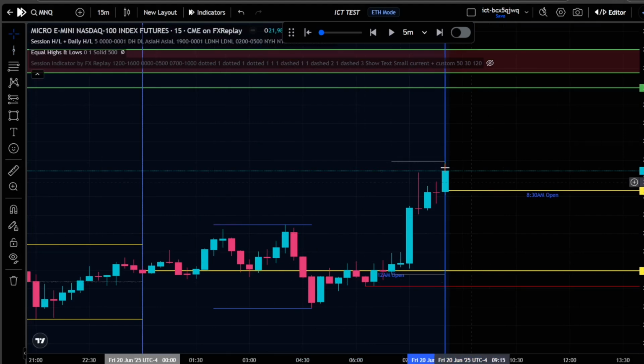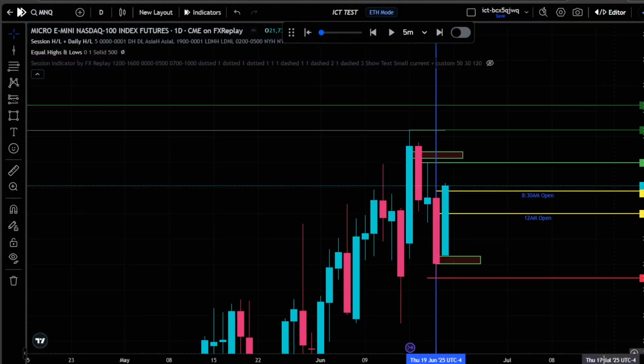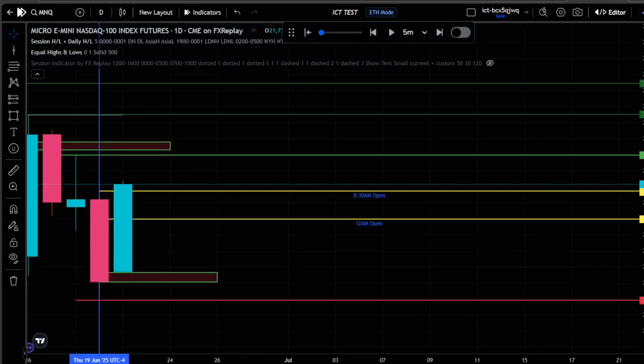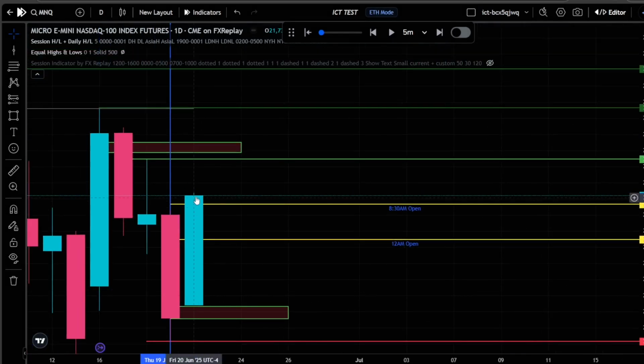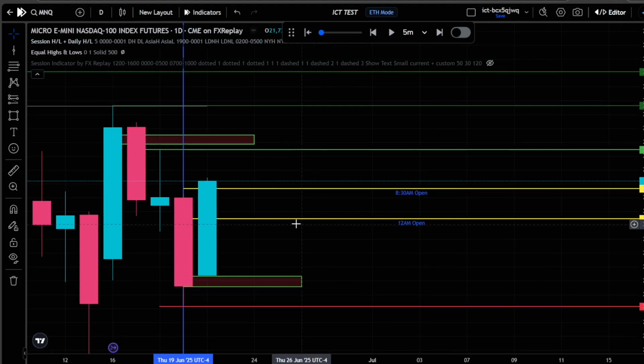Now, after I have this marked out, I always go back to the daily, just because I'm still trying to get used to PO3. If you guys don't know, PO3 is basically if price opens and pushes bullish, then you could anticipate it to be bearish for the day, if that makes sense. It's not that simple, but that's basically the basics of it.